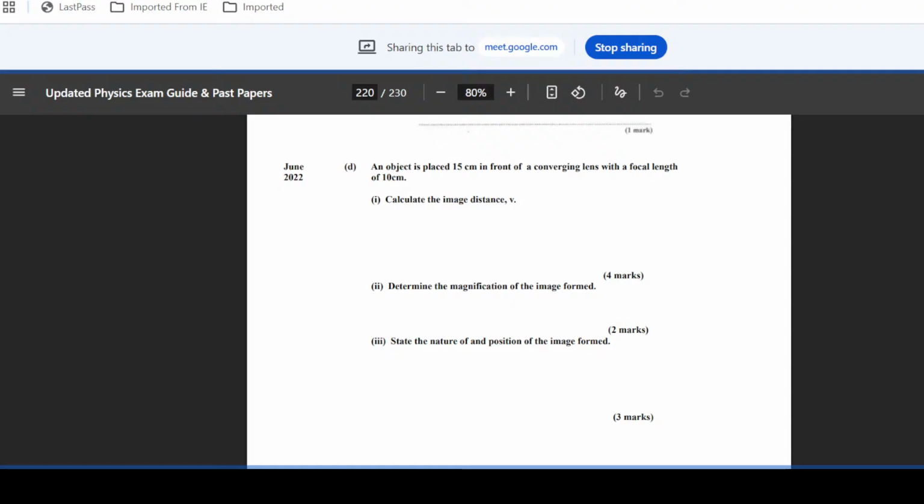And 2.0 would have been two significant. So 15 is two significant figures. You can just leave your answer at two significant figures. 10, two significant figures. Alright.